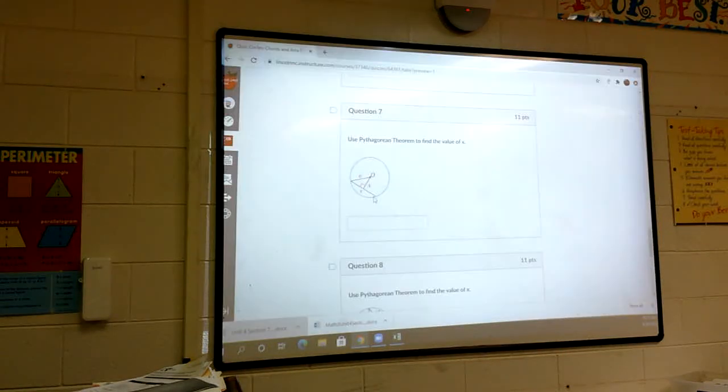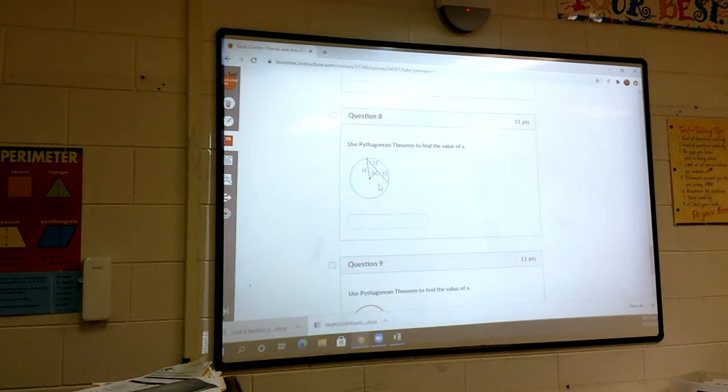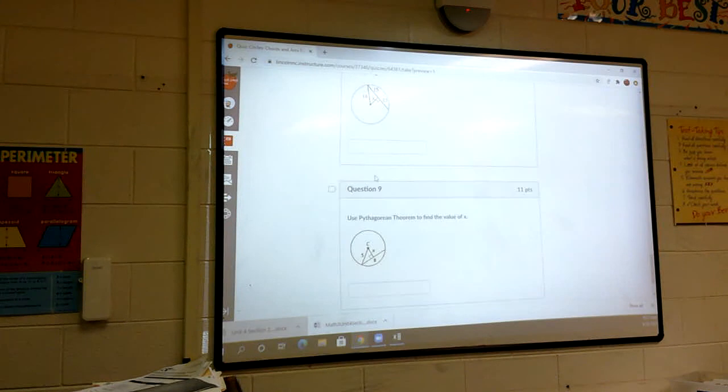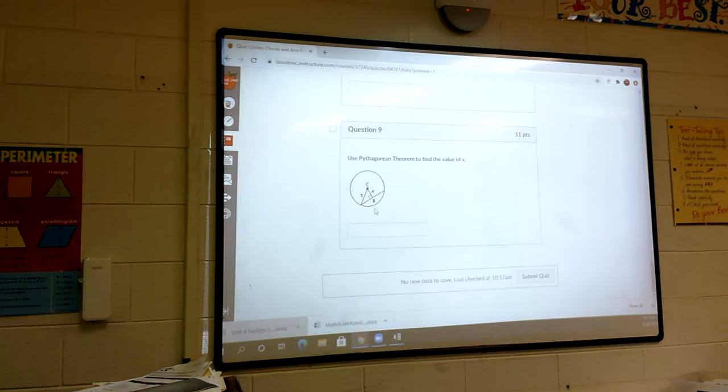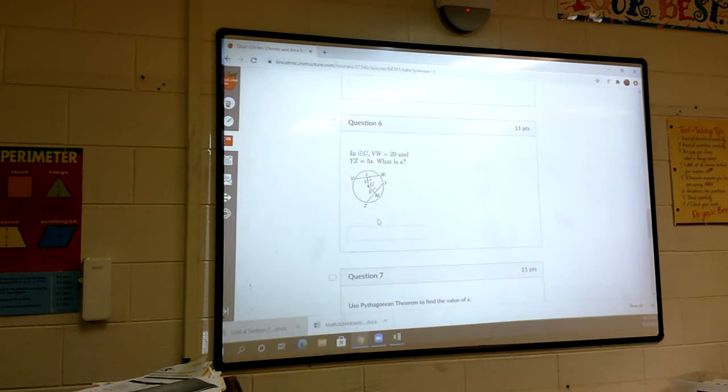Pythagorean theorem problems. X is all the way across the line. You want to find that part of the triangle, and then you'd have to multiply by 2 to get x. Here, you already have the hypotenuse and that leg of the triangle. You just have to find the other leg. Here, you have the hypotenuse. You have this whole side, so you have to figure out what this part is, and then you have to find x. So you'll have this part, the hypotenuse. You'll have to solve for x. So those are your questions that you go through.